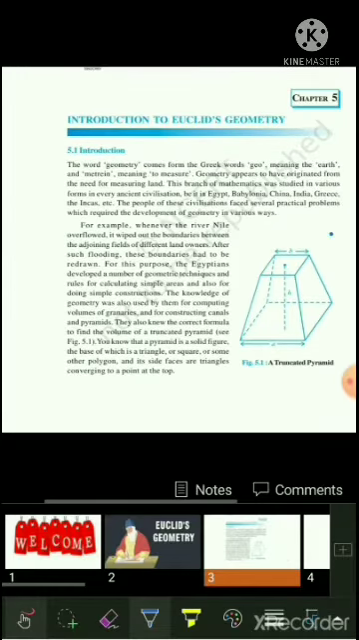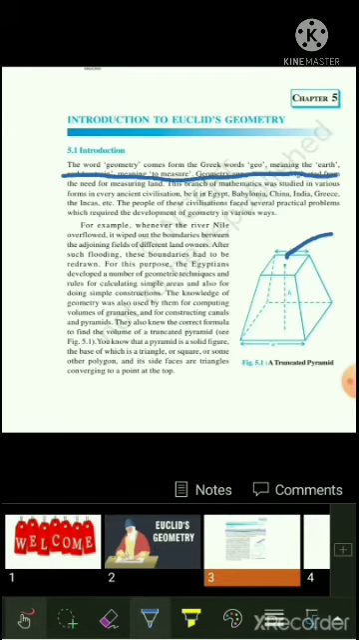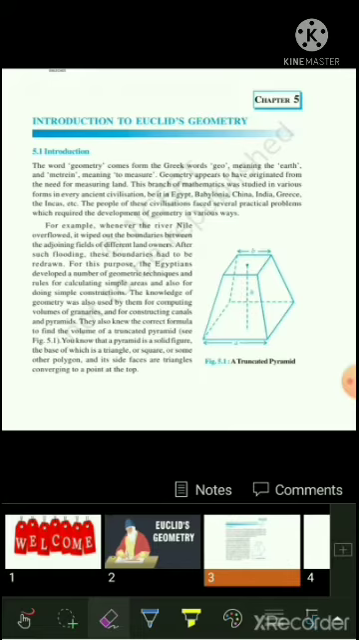Okay. Now, what is this Euclid geometry? The word geometry means the earth, and metron means to measure. So this is the main part of the geometry. There are some examples, like the Nile river flowed here and the truncated pyramid sites. They have given so many examples there. So this is the main part where we can enter the world of geometry.